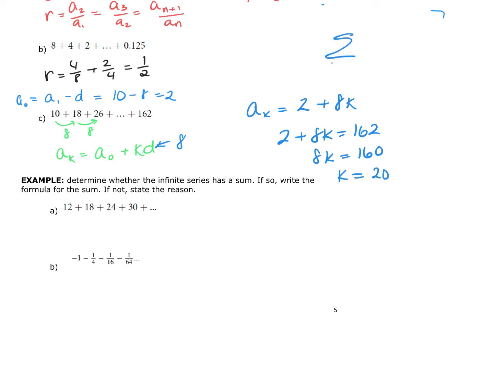So my answer is, when k equals 1 to 20, I'm summing up the first 20 terms of 2 plus 8k. And that is my final answer.